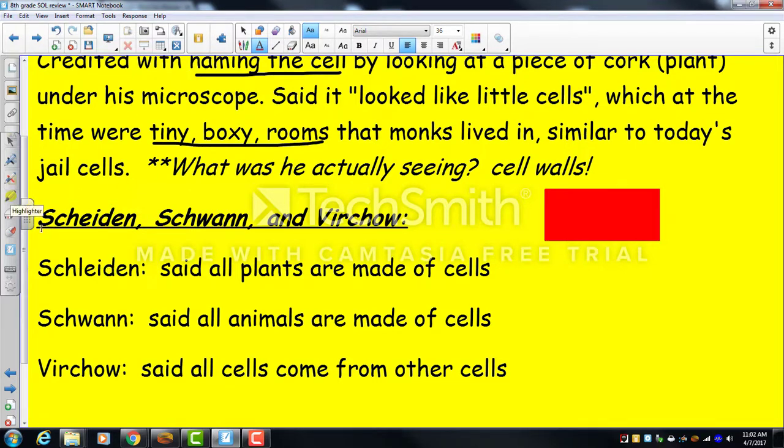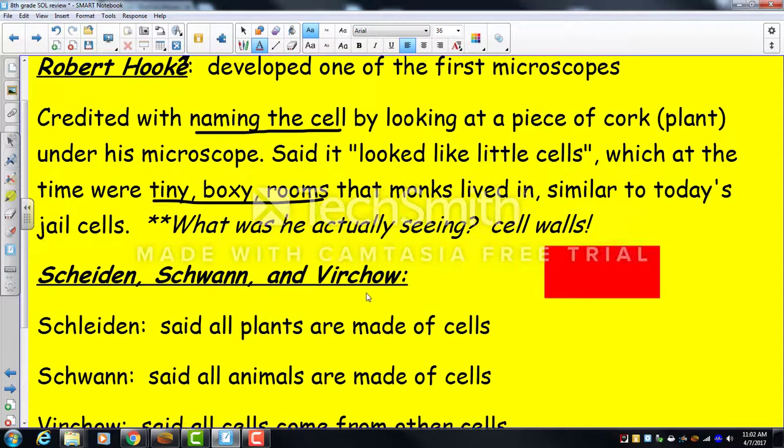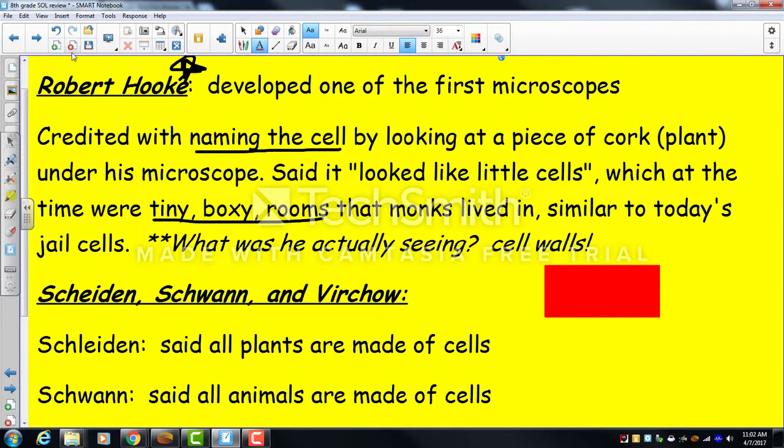Can't really highlight this because my background is yellow, but there they are. You can highlight that, put a star next to it, whatever. Schleiden, Schwann, and Virchow were the cell theory guys, whereas Robert Hooke was more of a pioneer. He was 200 years earlier.